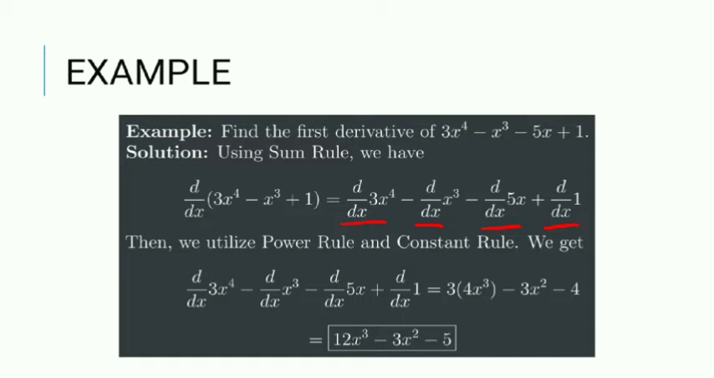First we can pull out constants. Then take the derivative of x raised to 4, which is 4x cubed. That is 3 times 4 times x cubed. Then take the derivative of x cubed. We will have 3x squared.